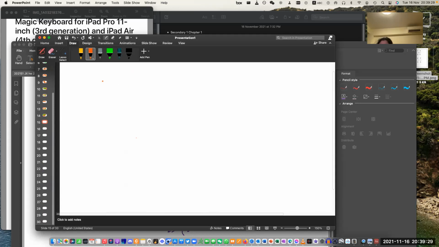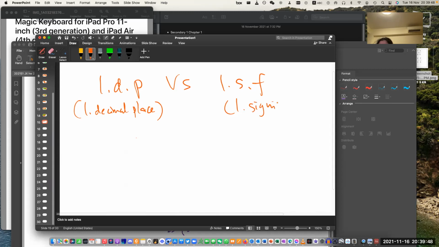Okay, let's talk about the difference between one decimal place versus one significant figure. One decimal place: I think you have learned one decimal place in primary school already. Have you? Yes, right, one decimal place, two decimal places. Let's do this example, 2.893.